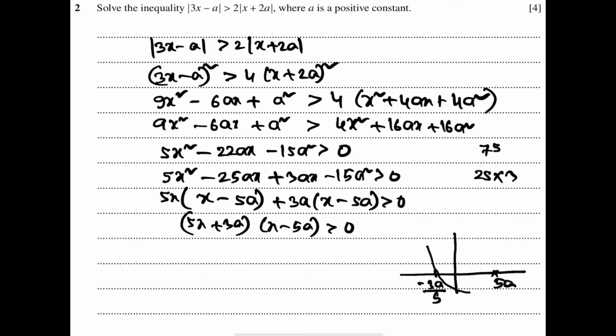Let us draw the quadratic graph for the quadratic inequality. This part is shaded, so our answer will be x less than minus 3a by 5 or x greater than 5a.